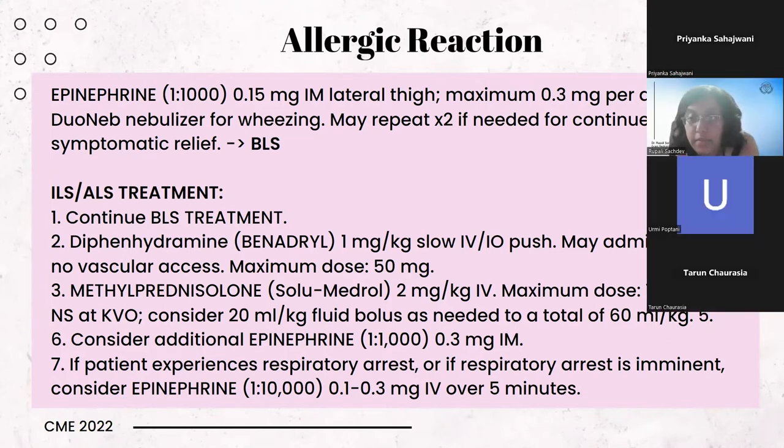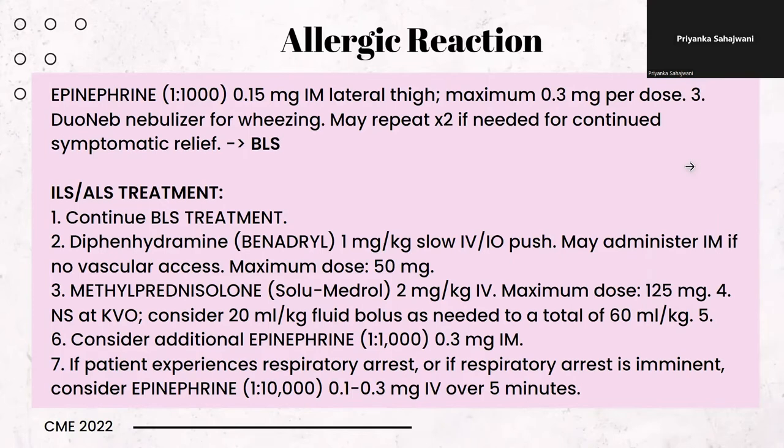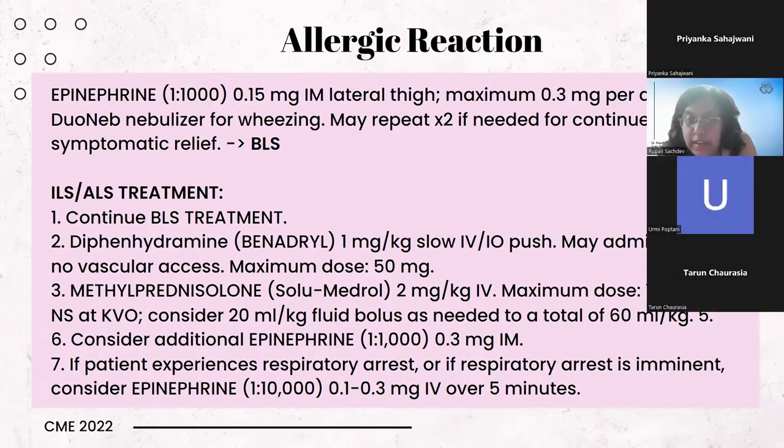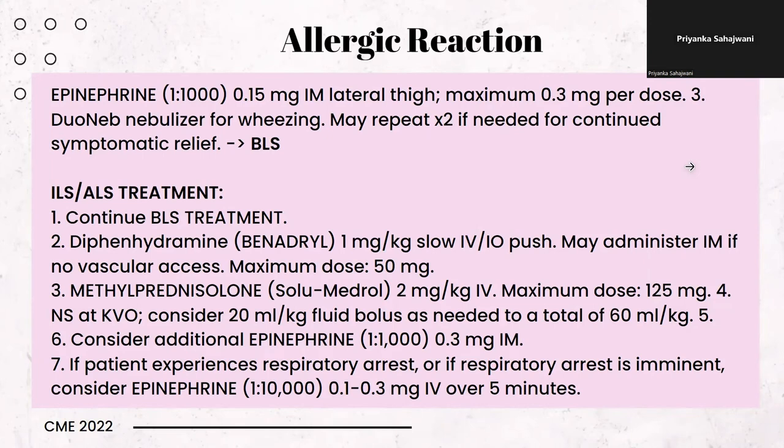And even if the patient is still continuing to have difficulty in breathing, you move on to basic life support. If after this, you've continued basic life support, you can also give them diphenhydramine or Benadryl, 1 mg/kg, slow IV or intraosseous. You can also give it IM if you don't have any venous access. The next option you have is methylprednisolone, called Solumedrol, 2 mg/kg.